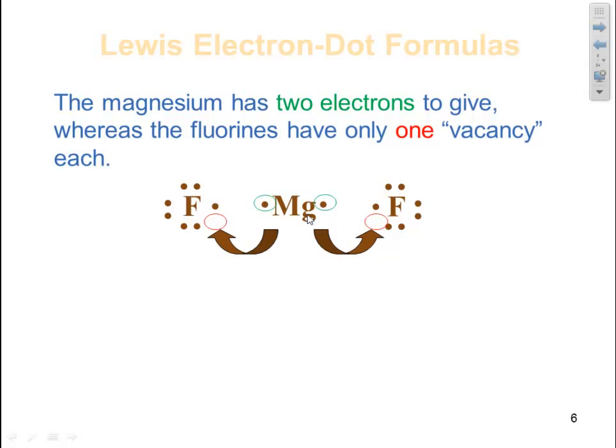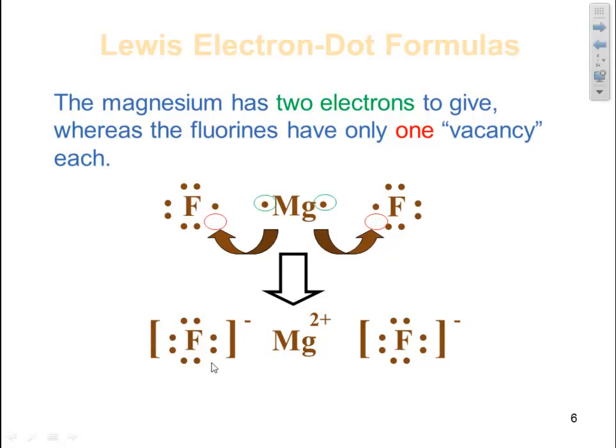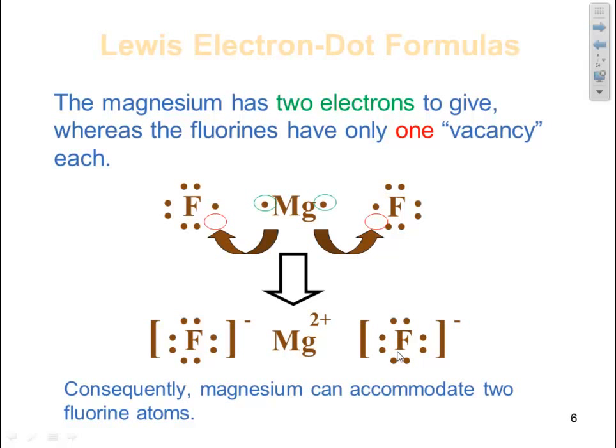So the magnesium will give its electron to each of the fluorines, thereby getting an octet around each of the fluorides, and magnesium now has an octet with its 2s2, 2p6 level. So everything has an octet. Consequently, magnesium can accommodate 2 fluorine atoms. What happens is there's a transfer of electrons from the metal to the nonmetal, and an ionic bond is formed by the attraction of the oppositely charged ions for one another. So the ionic bond is this actual attraction between the charged particles.